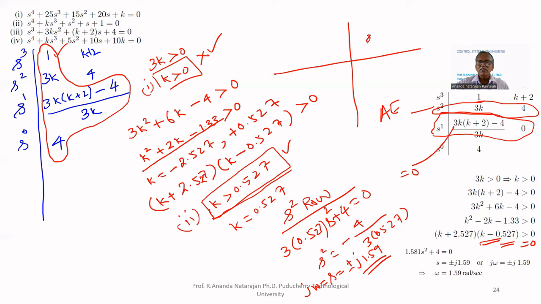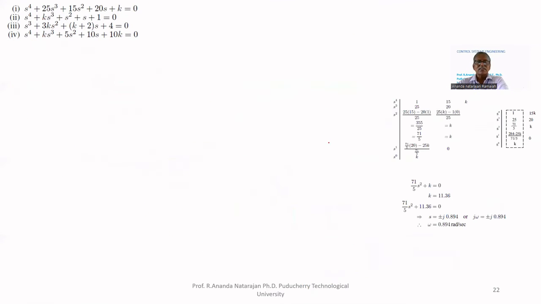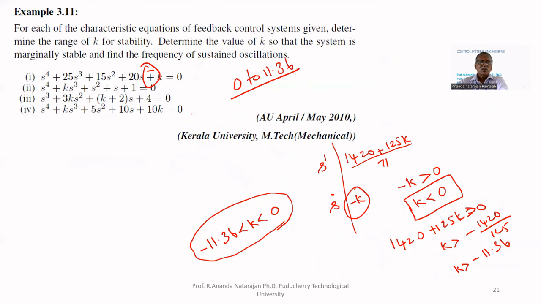This is the S plane. This is sigma. This is j omega. Omega means frequency. Frequency is 1.59. Therefore, the frequency of oscillation, the question it is asked: Determine the value of K so that the system is marginally stable and find the frequency of oscillation.